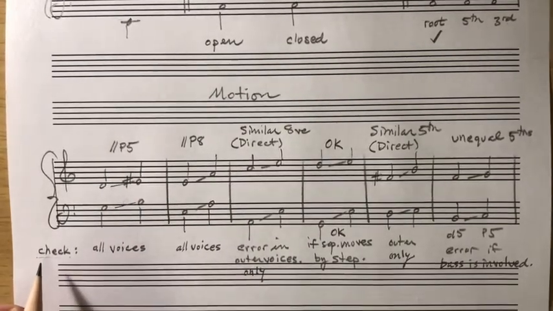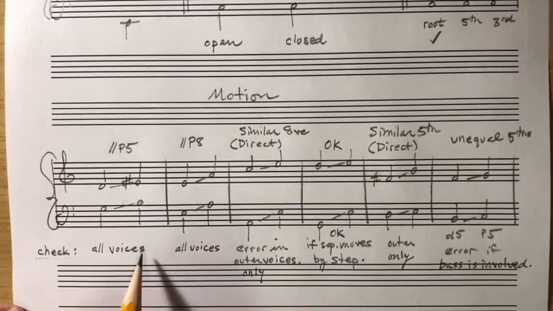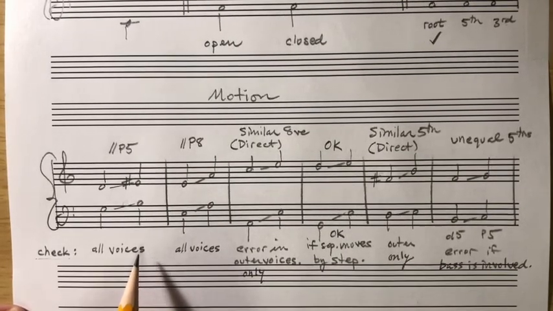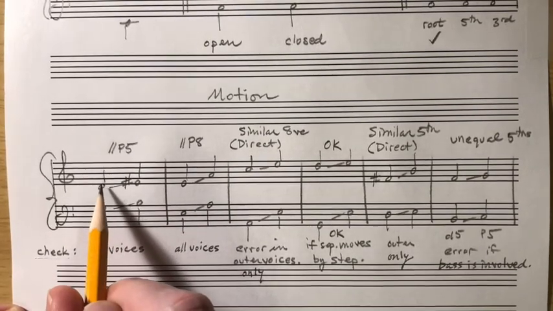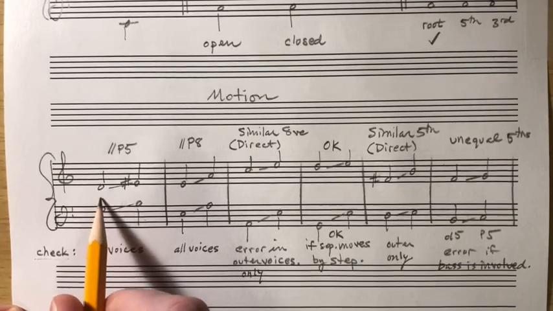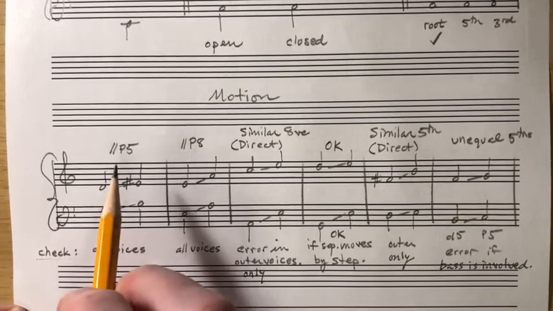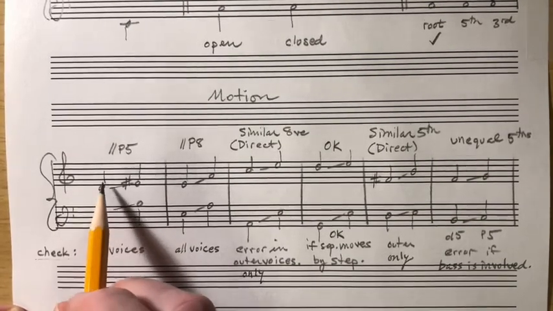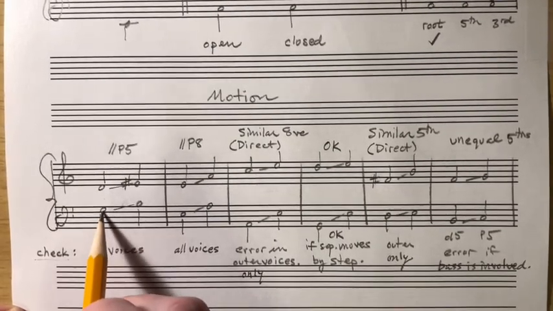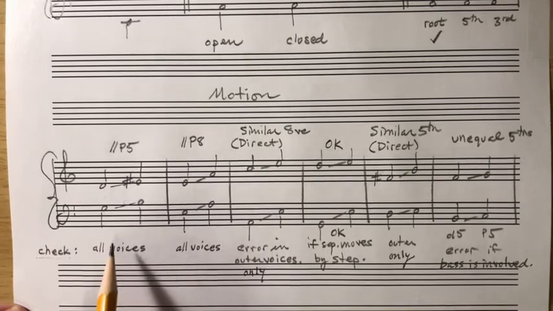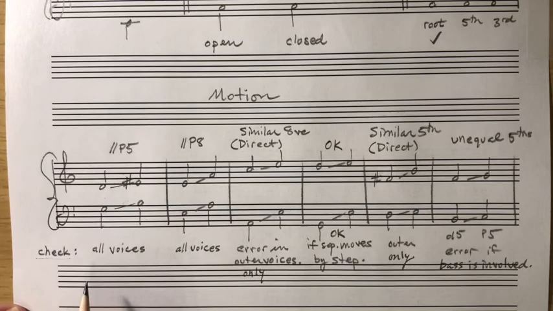Notice down here it says check all voices. What that means is that when we're looking at four-part writing, we have to look for errors between the soprano and the alto, the soprano and the tenor, and the soprano and the bass. We have to check all voices against every other voice. So we have to check soprano against alto, soprano against tenor, soprano against bass, alto against tenor, alto against bass, and tenor against bass. All those different combinations, because if we find parallel fifths among any of them, it's an error, and we have to fix our work.